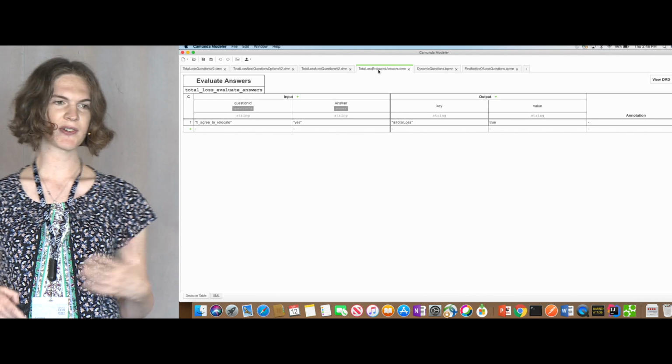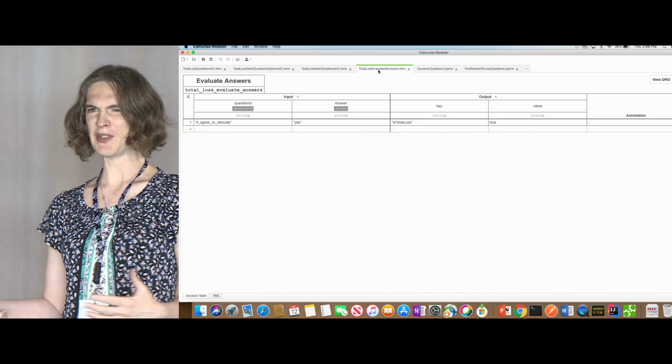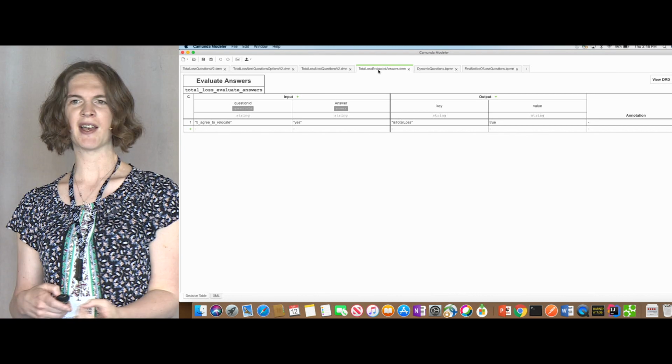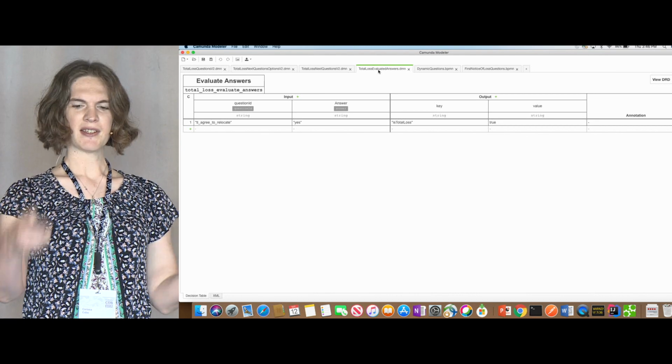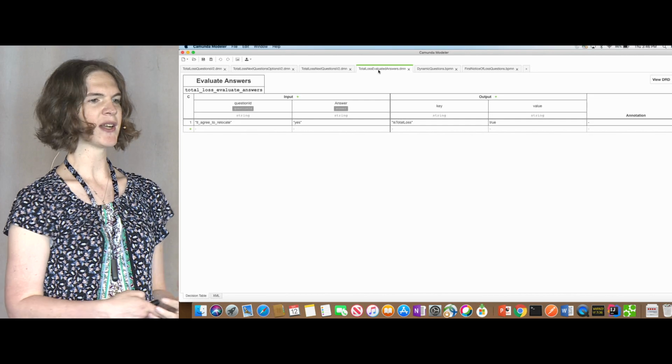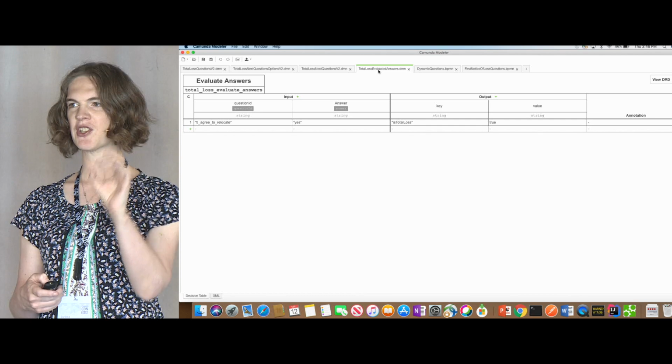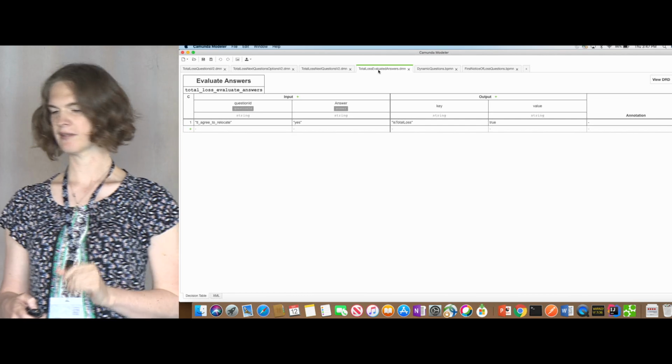And finally, we have these evaluated answers. This is very similar to DMNs as you're probably using them. Just take some inputs and provide some outputs. But not all of the survey questions are relevant for decision making later. So this is just a way of squeezing that information into only the parts that we need.